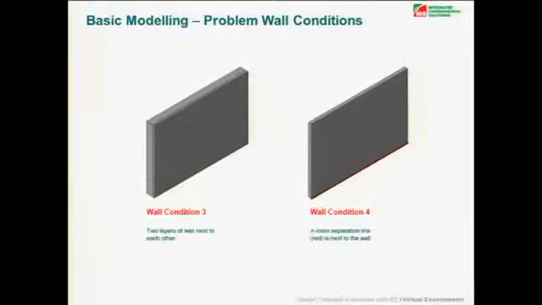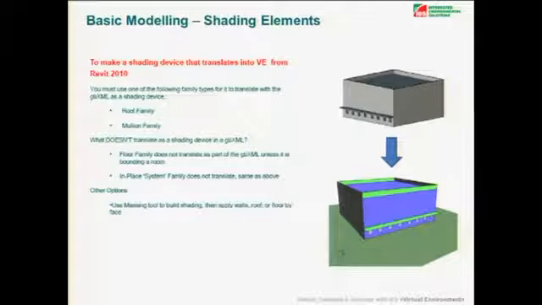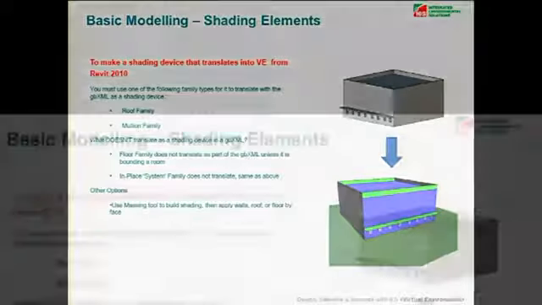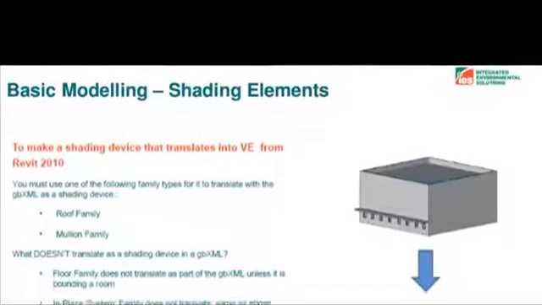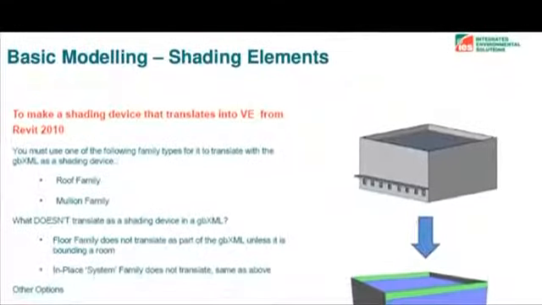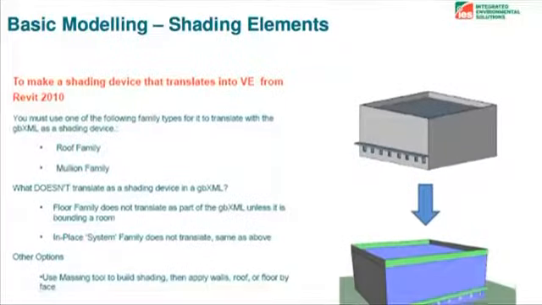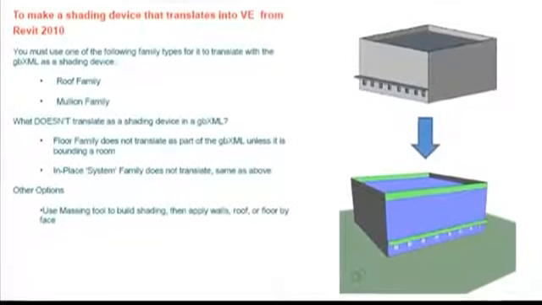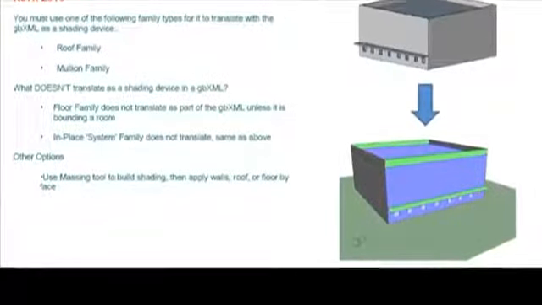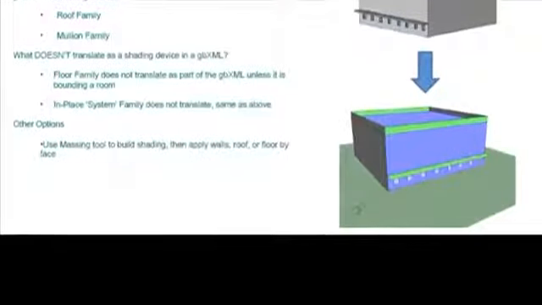Room separation lines create their own set of problems. And then this just goes on to explain about using the correct family types. So for shading, it's got to be a roof or a mullion family. What doesn't translate as shading is a floor family or an in-place system family. It just goes through and explains, again, how our software is understanding the geometry that it's being presented with.